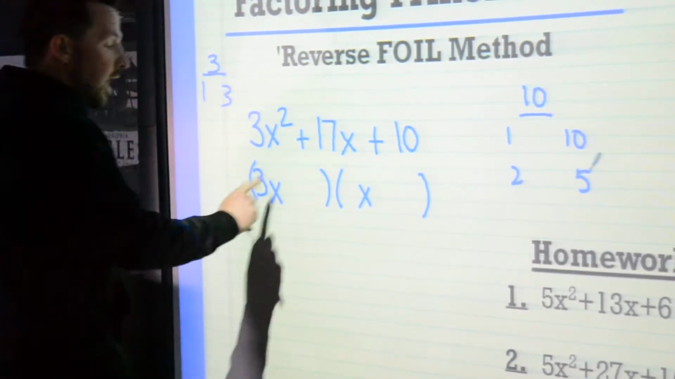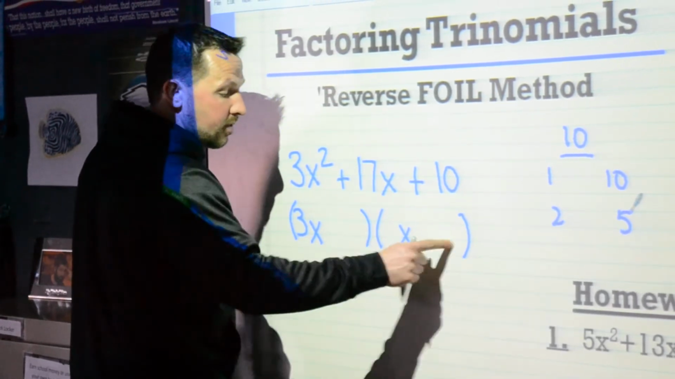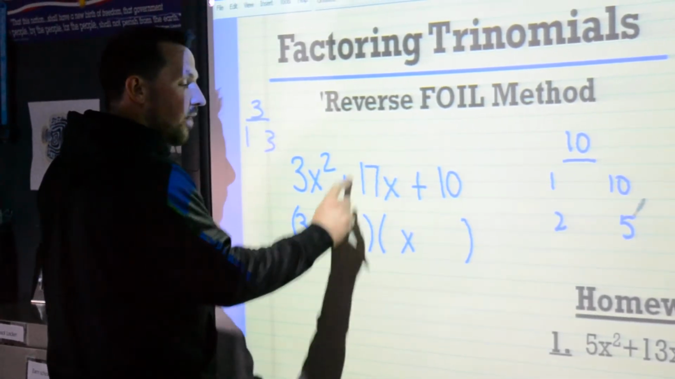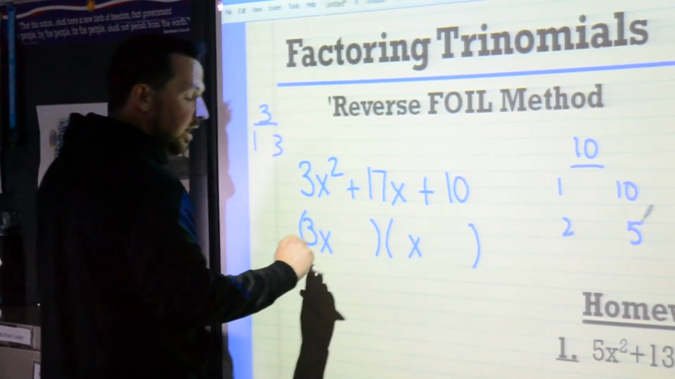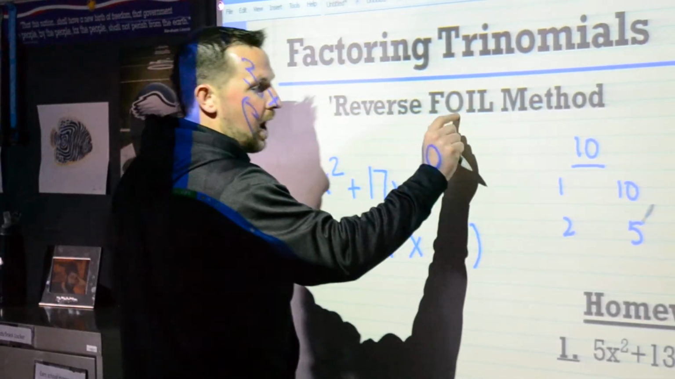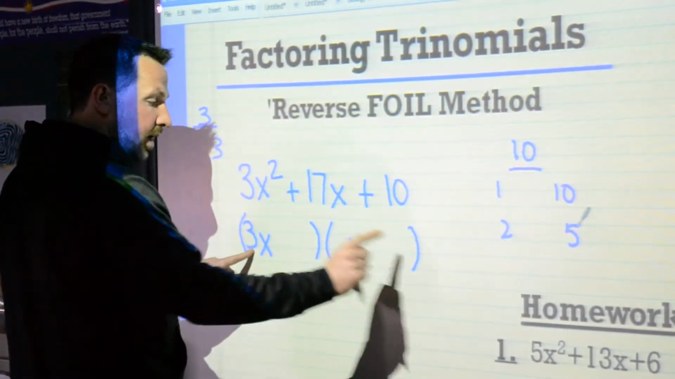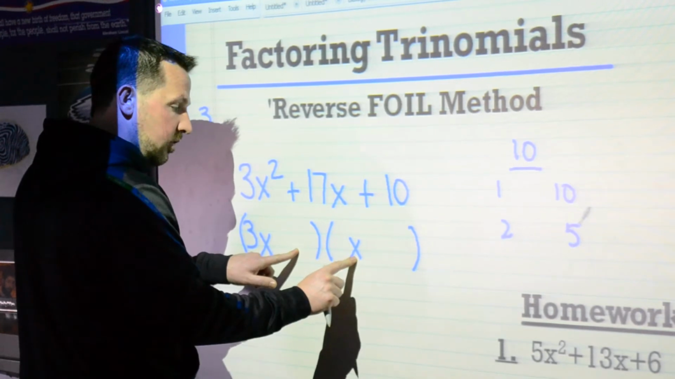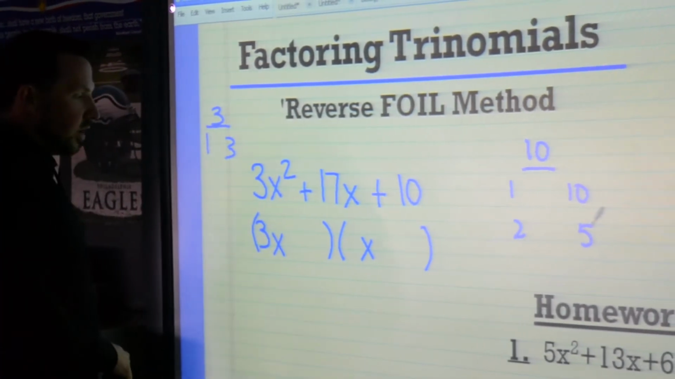So what we have to do now is go through and make some trial and error, just to make some guesses to see what we can get that will add up to 17x. By adding up to 17x, I mean our outer and inner. This and this, and this and this. This times this, this times this. Add those together has to come out to 17x. So let's give it a quick try.